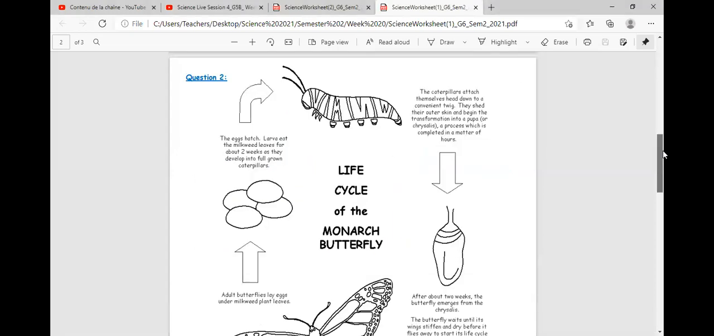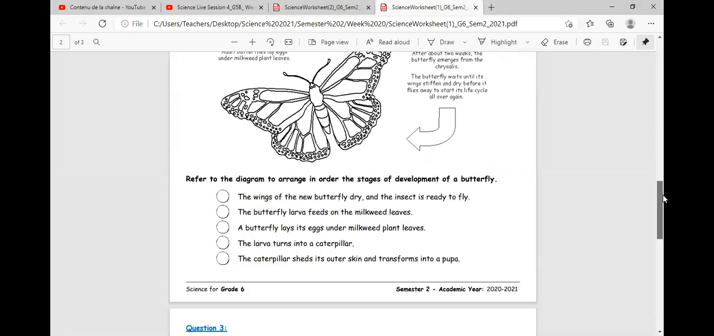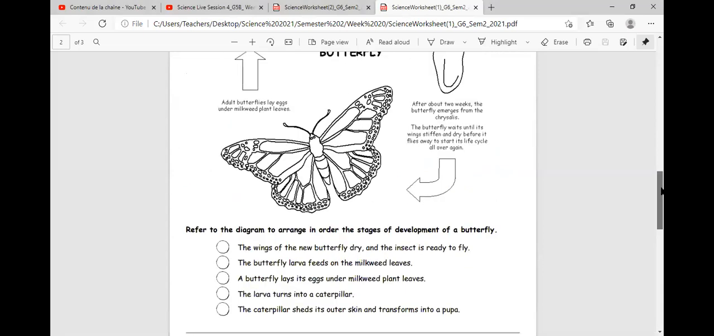This is the life cycle of a butterfly. Let's try to put these steps in order. The wings of the butterfly dry and the insect is ready to fly. I'm reading the sentences. The larva butterfly feeds on the leaves. A butterfly lays its eggs under plant leaves. The larva turns into a caterpillar. The caterpillar sheds its outer skin and turns into a pupa. What is the first one?